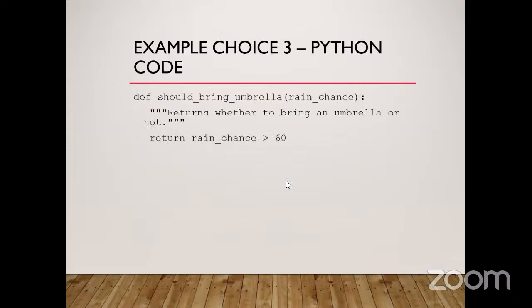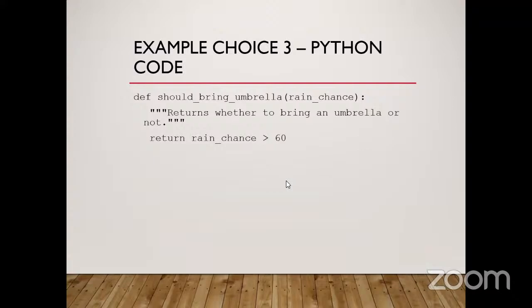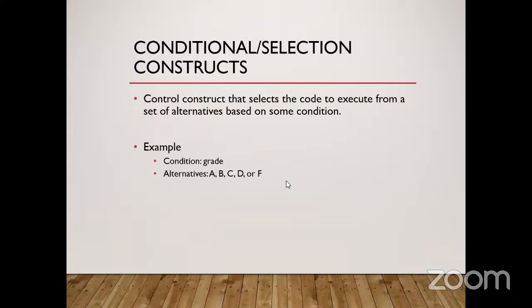So again, in code, you would check to see if the rain chance is greater than 60. If it is, you're going to do one thing. I don't know where the rest of the code went for that slide. Remind me to fix that slide. That's an incomplete slide.